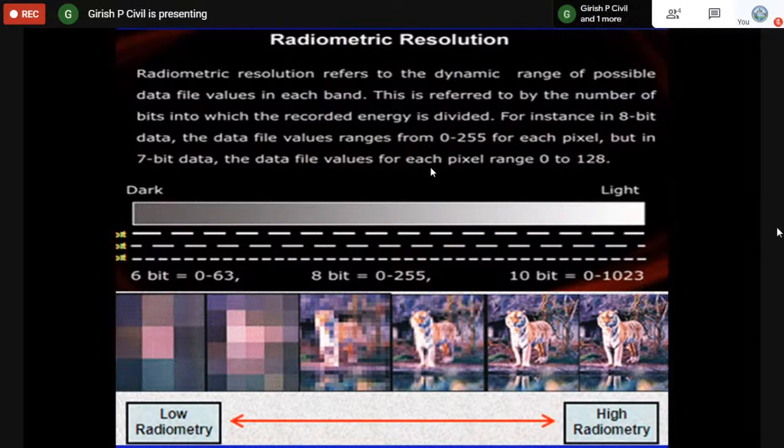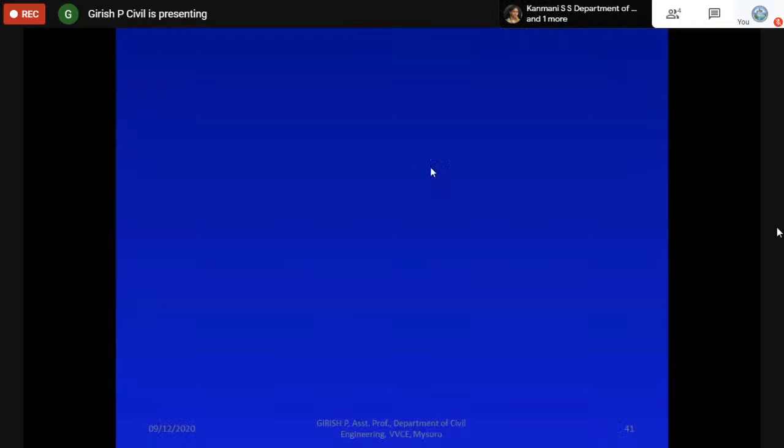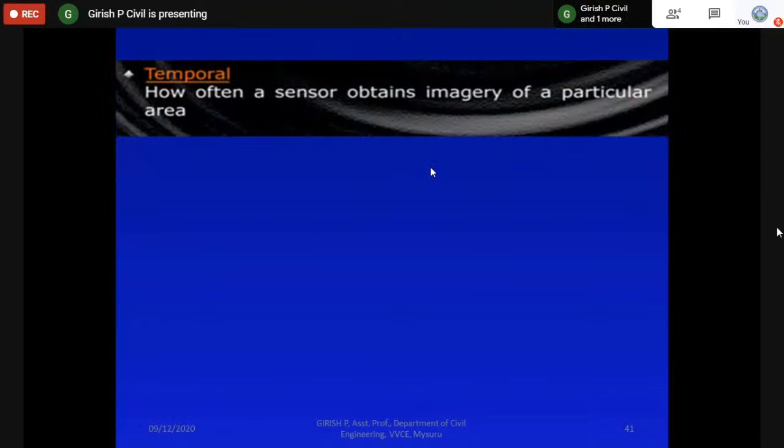The value ranges from 0 to 255 for each pixel. Similarly, depending on whether it is 5-bit, 6-bit, 7-bit or 8-bit, the grid values will vary. If it is 6-bit, the values will be 0 to 63. If it is 8-bit, the values will be 0 to 255. For 10-bit, it is in the order of 0 to 1000 plus. That is radiometric resolution.